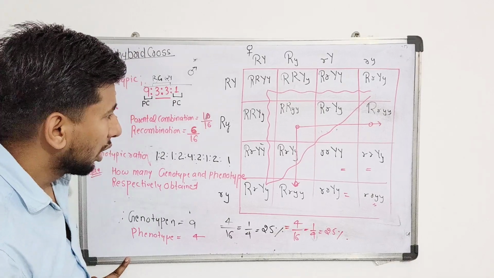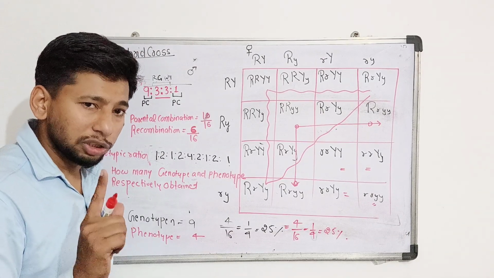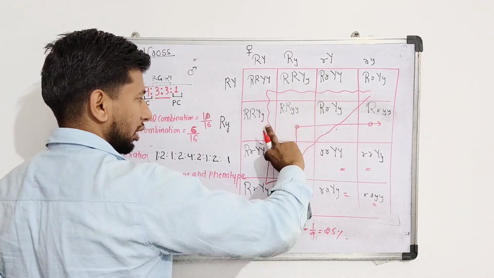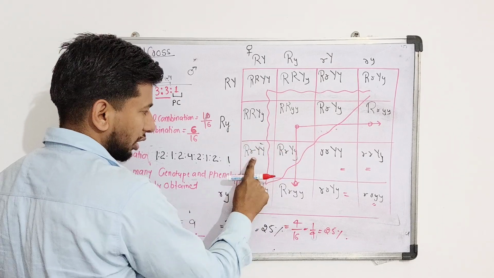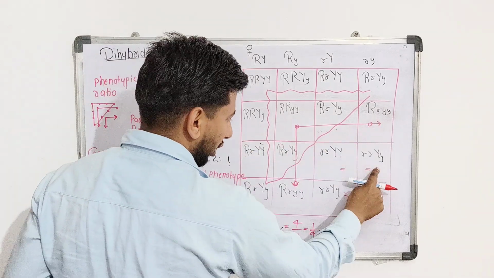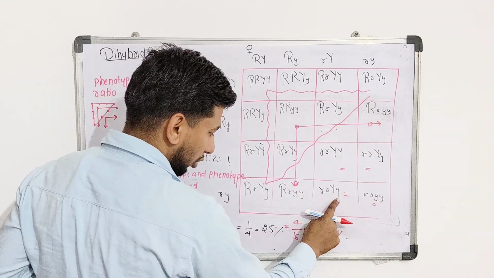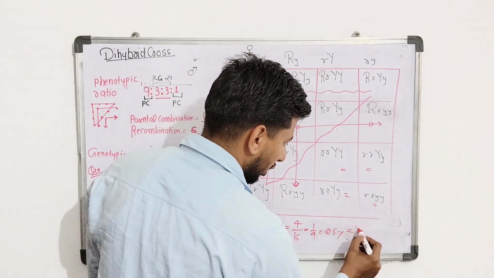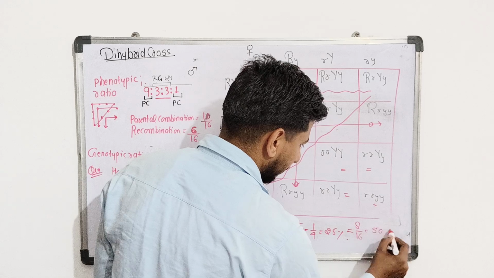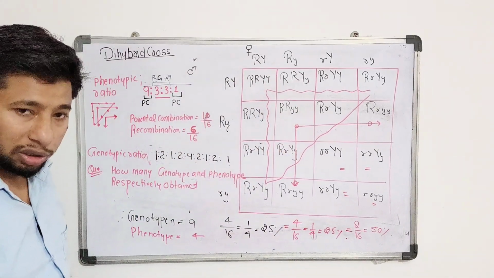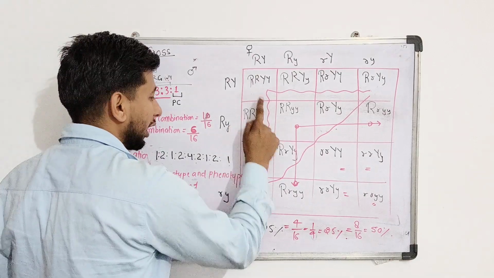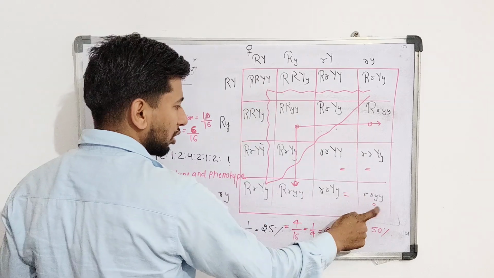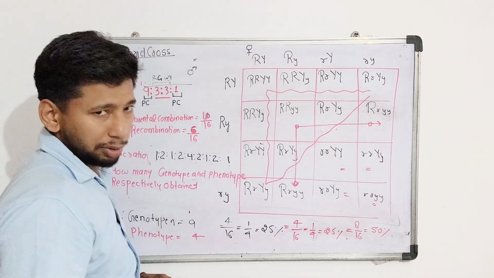The next can be the number of genotypes in which one is heterozygous and one is homozygous. See these two: one homozygous, one heterozygous. Again see these two: homozygous, heterozygous. So such genotypes in which one is heterozygous and one is homozygous are 8 by 16. It means 50%. And the other important question: how many out of the 16 resemble the parental genotype? Parental genotypes are 2 out of 16: one is capital capital capital capital, the other small small small small. So I think this will be helpful for you. Thank you.